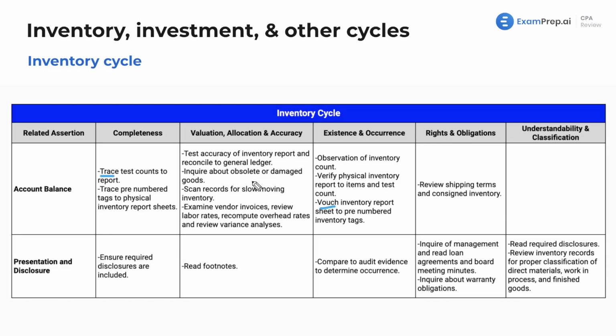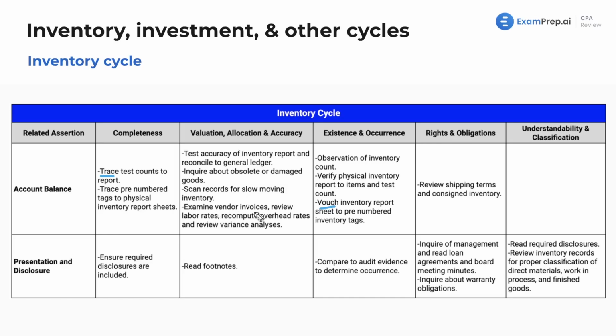Inquire about obsolete or damaged goods. This is going to tie in with the second point, scan records for slow-moving inventory. Both of these would indicate, and my classic example is, no matter when you're listening to this video, the iPhone 4 will be incredibly outdated. It is now, and it will continue to be. Now, let's just say the iPhone 4 was selling for $800 when it first came out. I don't really remember. I don't really care. But with that being said, right now, if a company was listing iPhone 4s in its warehouse for $800, that would be incorrect because those are not worth $800 now. No one's paying $800 for an iPhone 4. So we would have to write down that inventory because that does not properly reflect the value of it.